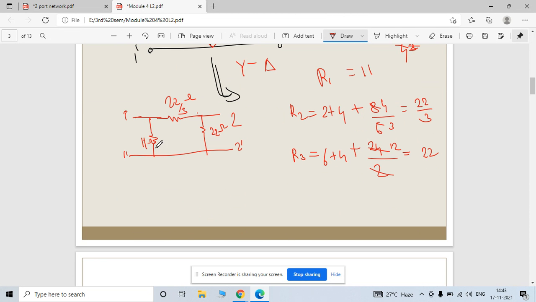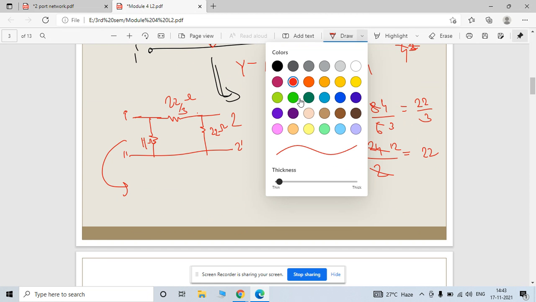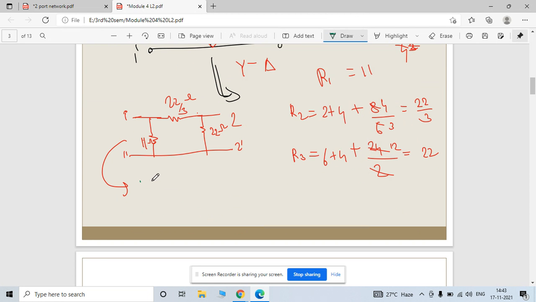but you need this value in terms of Siemens. So simple, here you have to take its reciprocal. So in Siemens form, take the reciprocal of this impedance, this resistance. So this is nothing but 1 by 11, and this is 3 by 22 in Siemens, and this is 1 by 22 in Siemens.